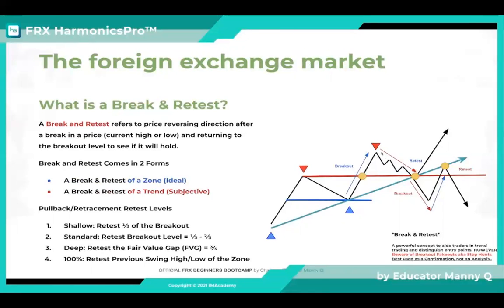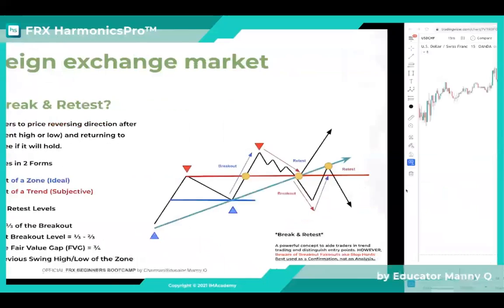So one more time, a shallow retest is where the market is not necessarily retesting the breakout level. It's about 1/3, resuming its trend. The standard breakout level is where the market is actually retesting the breakout level anywhere between 1/3 to 2/3 of the initial move. The deep retest to the fair value gap, or the FVG, is where it comes lower than the retest level, than the break level, to about 3/4 of the way before resuming its uptrend.